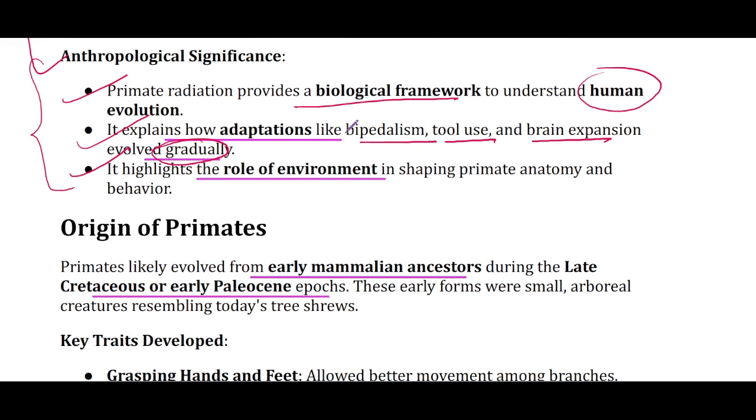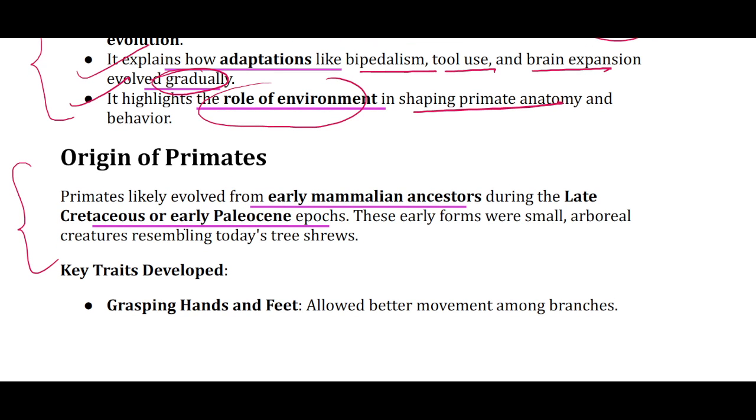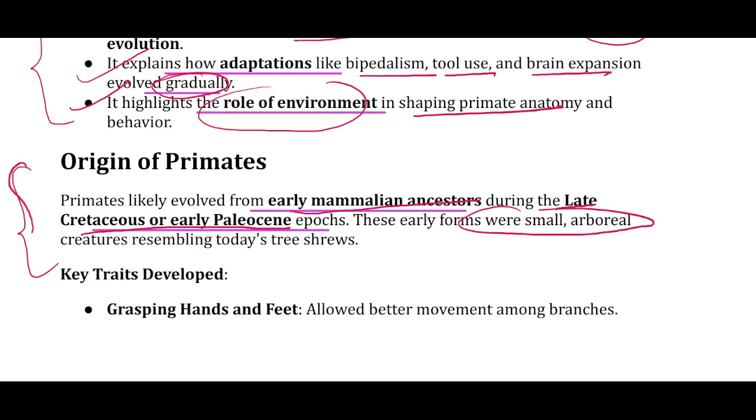It also highlights the role of environment in shaping primate anatomy. Now, as for the origin of primates, it is believed that primates likely evolved from an early mammalian ancestor during the late Cretaceous or early Paleocene epochs, and they were small and arboreal. Now, let's understand what these terms in Earth's geological history are.